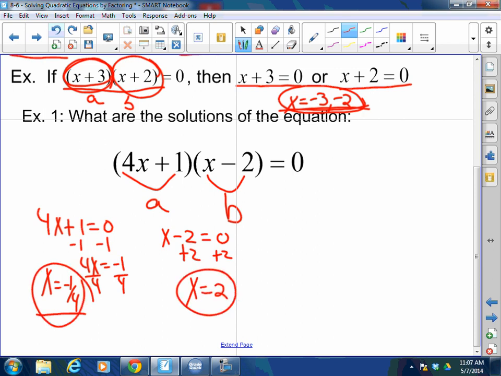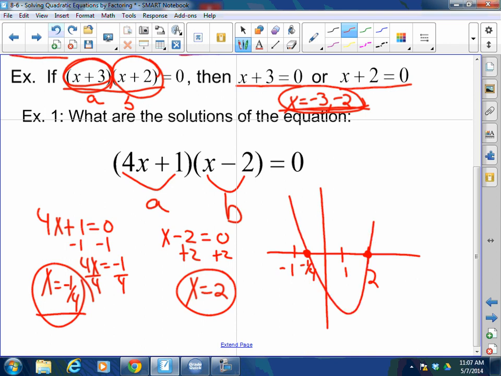What does that tell you? That tells you that on a graph, the solutions to that graph are going to be at x equals negative 1/4 and x equals 2. And the graph is going to look something like this. Does that make sense? Are you understanding where this is going? Okay?